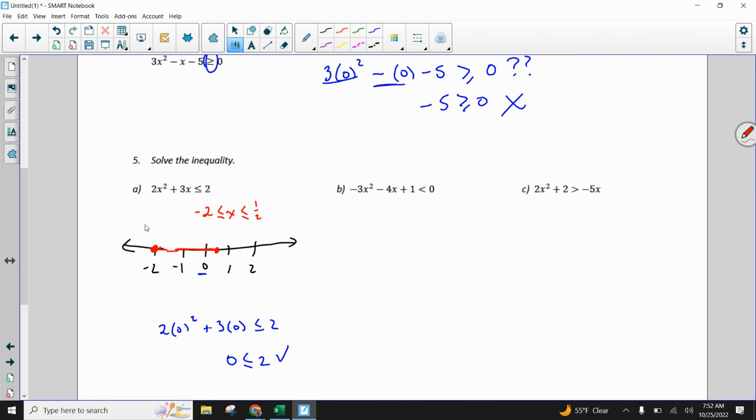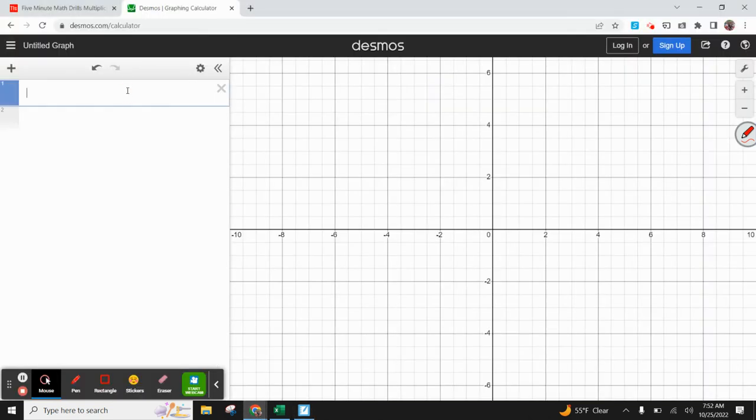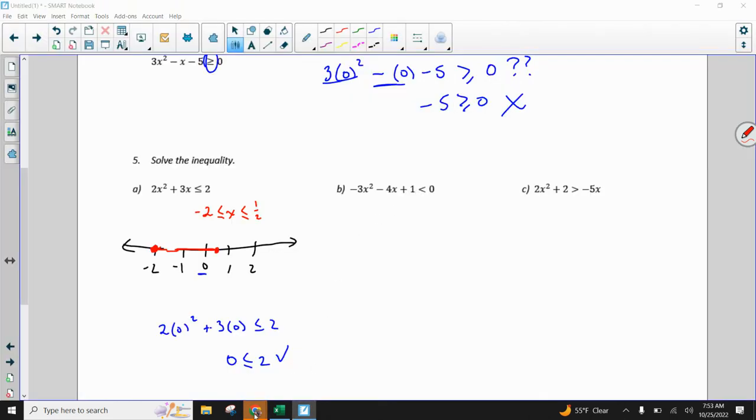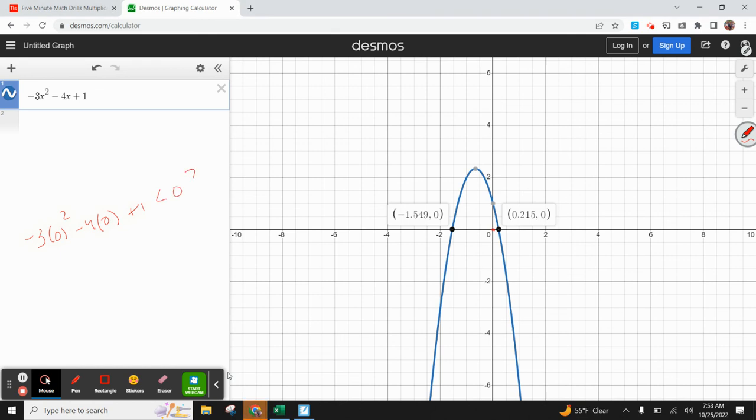Okay, now negative 3x squared minus 4x plus 1. I'm going to go back to Desmos for the second one just to try that one. So negative 3x squared minus 4x plus 1. I'm going to see that two critical values are there. So in my inequality, seeing that 0 is in there, we'll make that an easy test point. So is negative 3 times 0 squared minus 4 times 0 plus 1 less than 0? Is that less than 0 is my question.